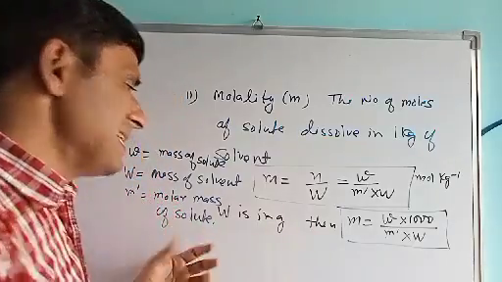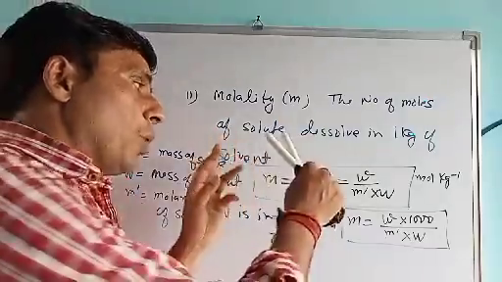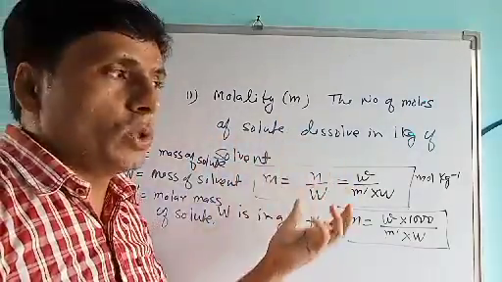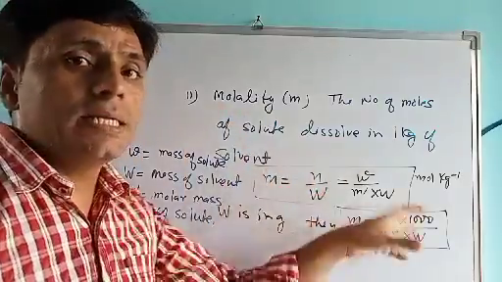So basically the difference between molarity and molality is that molarity dissolves the solute in a volume, while molality dissolves the solute in kg of solvent.